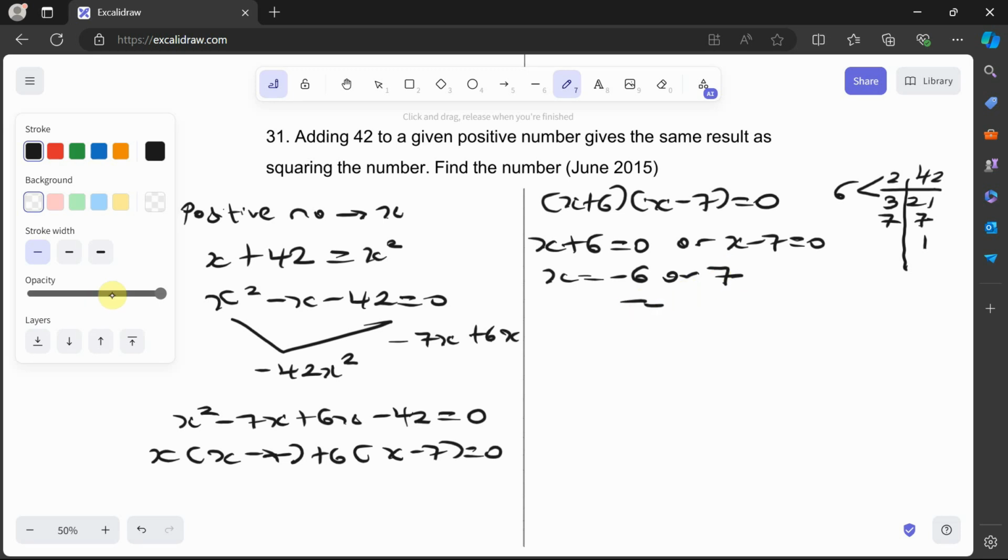But the question says that x is a what? Positive number. So can x be minus 6? No, because x is a positive number.